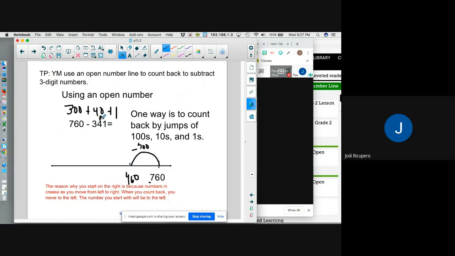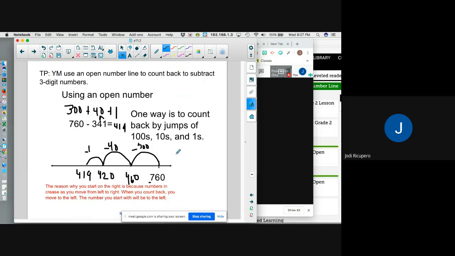Now I need to subtract my tens. So I need to subtract 4 tens from 6. 6 take away 4 we know is 2. So now we have 420. And now I need to subtract my 1. 420 take away 1 equals 419. So 760 take away 341 equals 419.